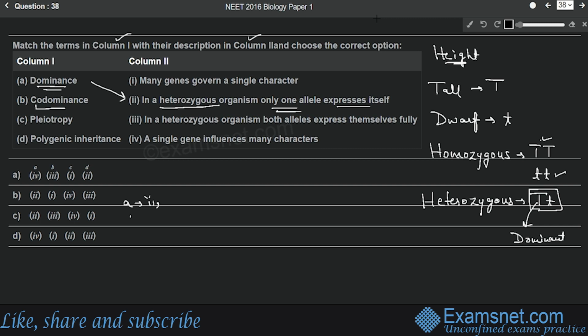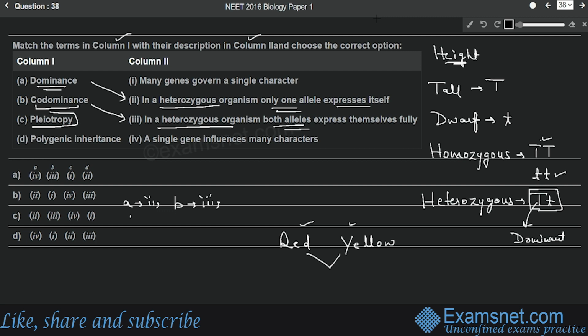Now second one is codominance. That means out of these two alleles, both will be able to express themselves. For example, if we talk about the colors of flowers. So if one of the flower is red and the other is yellow, then the resulting progeny will be somewhere a mixture of these two, because both colors will be able to express themselves. Okay. So that is the example of codominance. The correct match for B will be then number 3. In a heterozygous organism, both alleles express themselves fully. Okay. So the B will be matched with number 3.